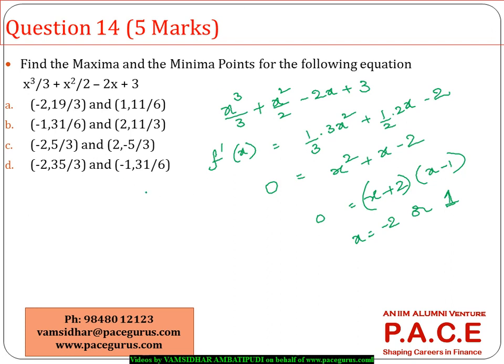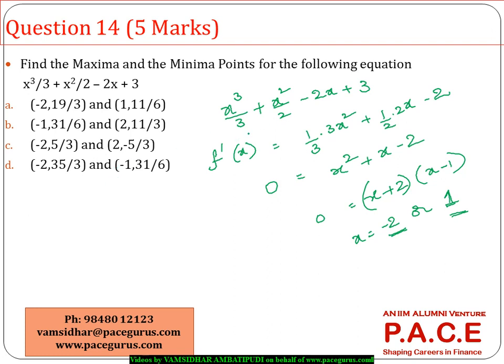So my answer has to go with the minima or the maxima occurs at x equal to minus 2 or x equal to 1. But what occurs where? Does the minimum occur at minus 2 or the maximum occur at minus 2? Similarly, does the minimum occur at 1 or the maximum occur at 1? That is what we need to find out.